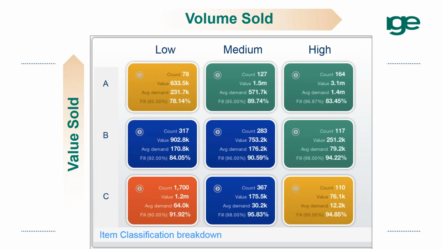So those items in the upper right, those are the intersections of your A's and your high moving items. And those are items that you might want to set more aggressive replenishment policies. So those items in green, those are your bread and butter items. You want to set more aggressive replenishment policies, and you certainly want to be alerted if those items are starting to stock out. But again, it starts by identifying which items contribute the most to your business.